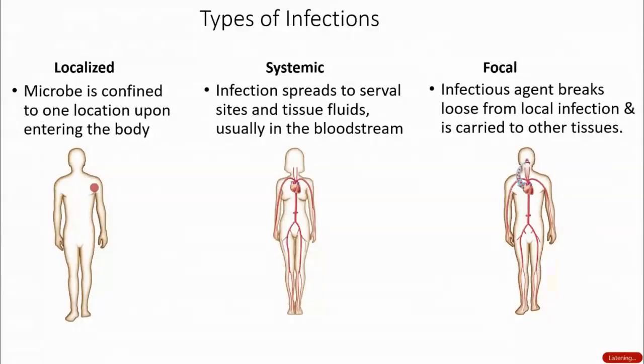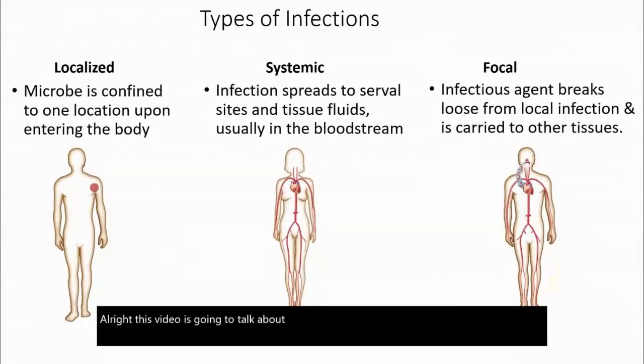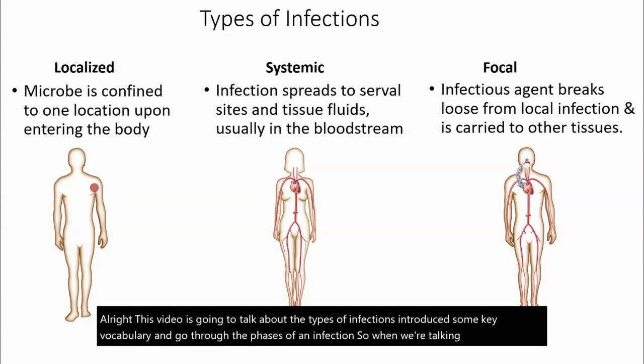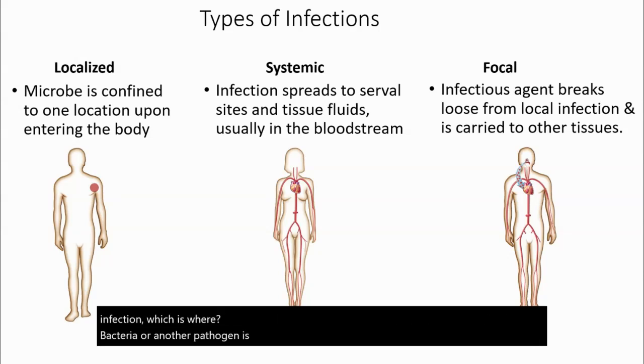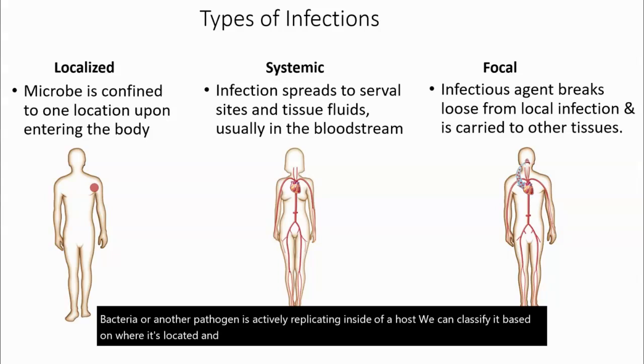All right, this video is going to talk about the types of infections, introduce some key vocabulary, and go through the phases of an infection. So when we're talking about an infection, which is where bacteria or another pathogen is actively replicating inside of a host, we can classify it based on where it's located and kind of if it stays there.